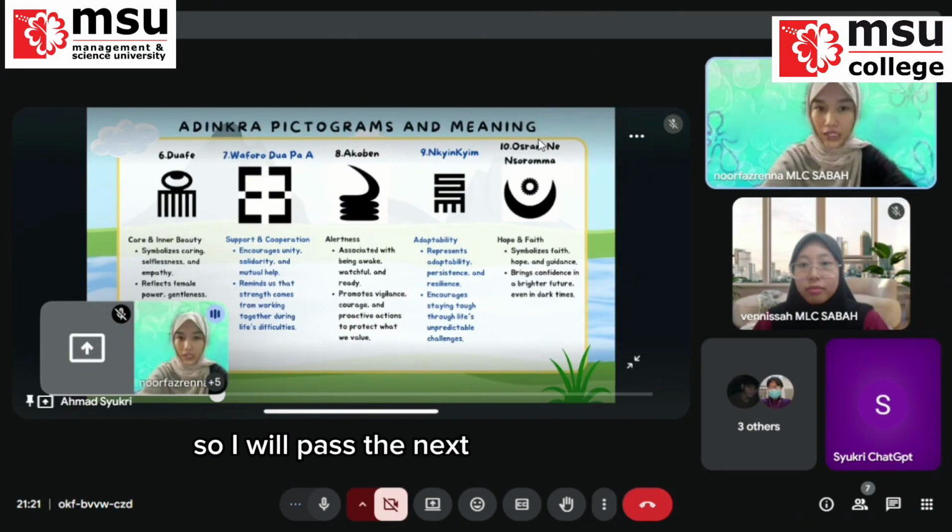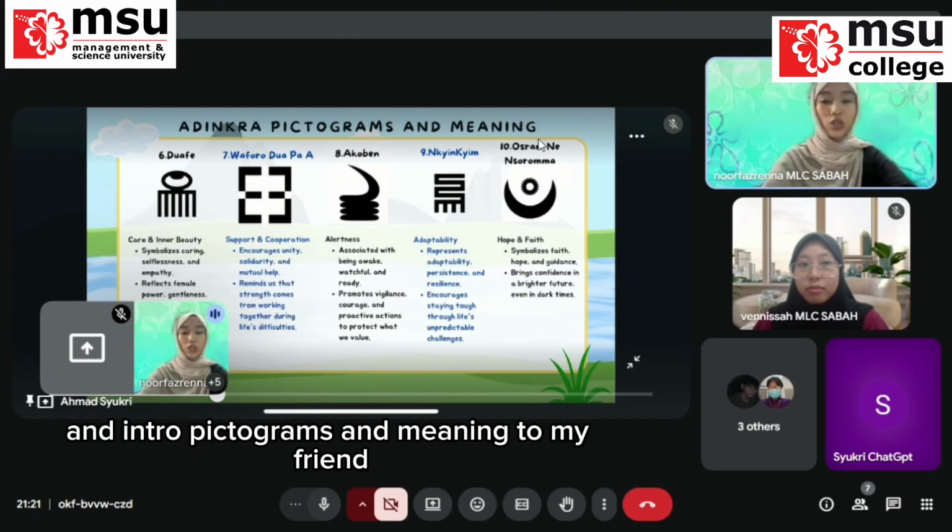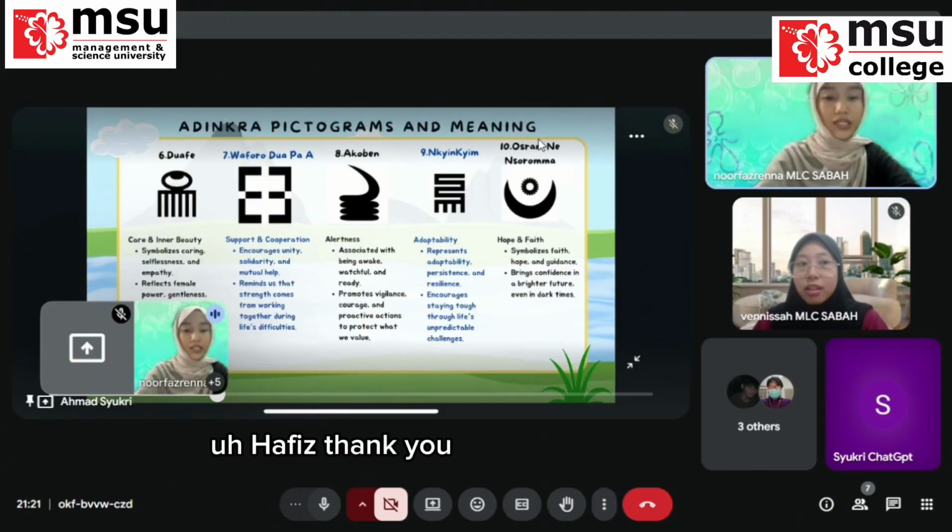So I will pass the next Adinkra pictograms and meanings to my friend Hafiz. Thank you.